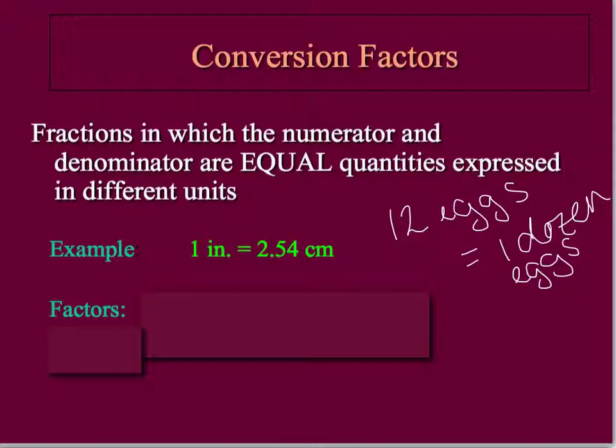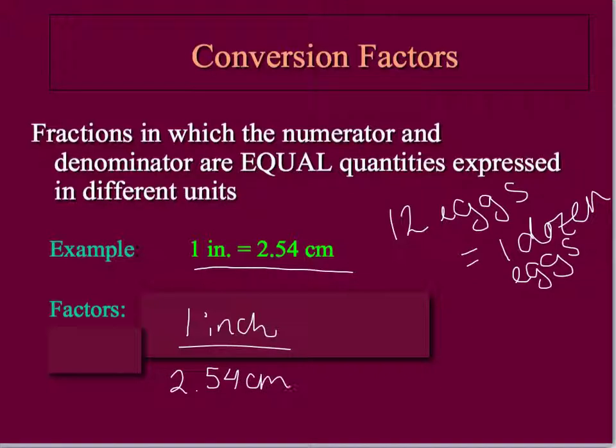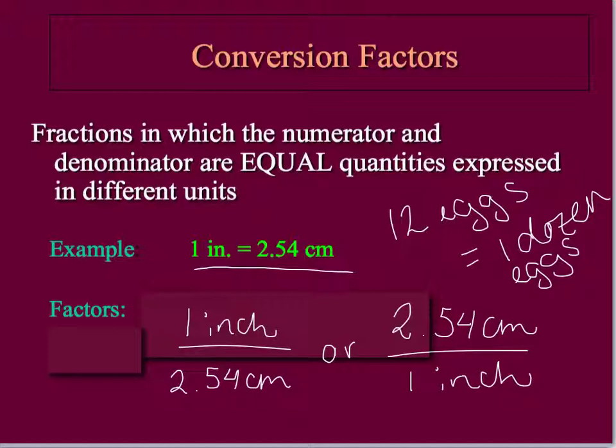So going back to our example of inches to centimeters, there are two conversion factors that we can make out of this relationship. If our relationship is that 1 inch is equal to 2.54 centimeters, we could make one conversion factor that's 1 inch over 2.54 centimeters, or we could make another one that's 2.54 centimeters over 1 inch. Those are the two conversion factors that we would get out of this one relationship.